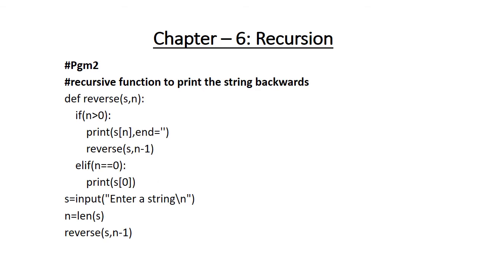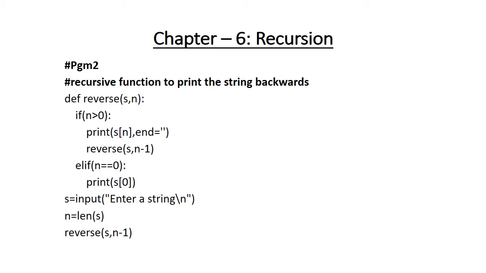That means it's a recursive function. Program number 2: recursive function to print the string backwards, that means to reverse a string. To the main program: s is equal to input, enter a string. We have to enter a string. And n is equal to length of that string. Now we are going to call the function called reverse: reverse of that string, comma, length of that string minus 1, that means n minus 1.